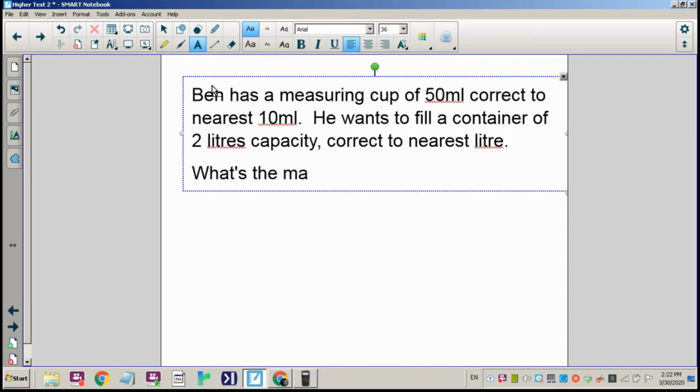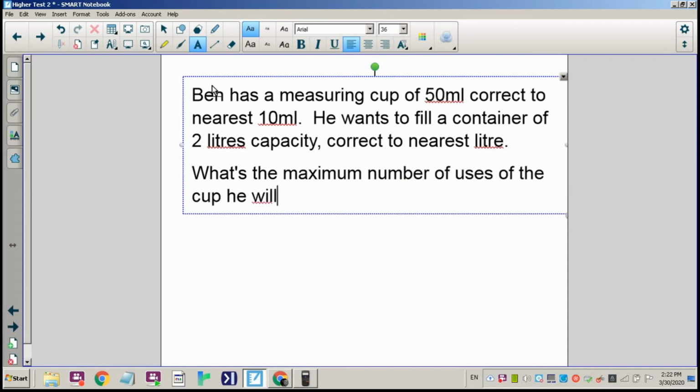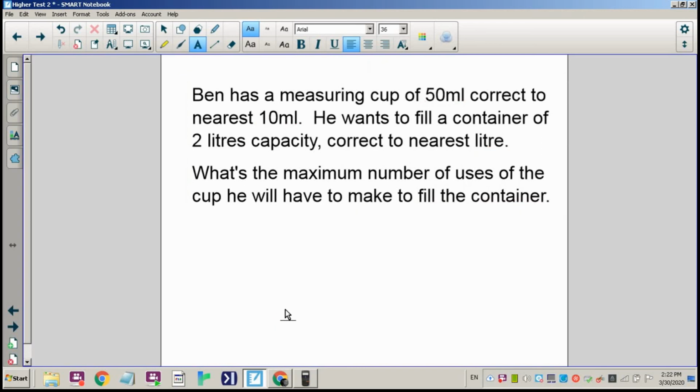What's the maximum number of uses of the cup to fill the container? First things first, let's pick up some method marks and see what are the error bounds for these measurements.